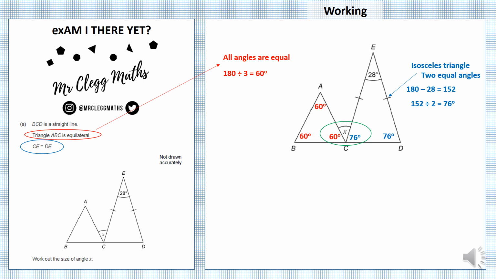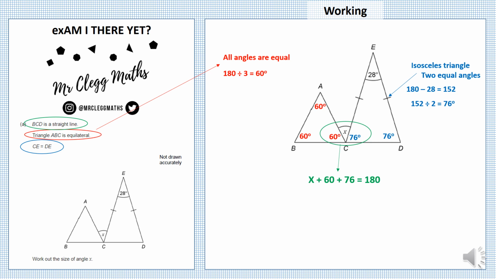The final bit of information that I'm going to use is going to help me answer this question now, to work out the size of angle X. I'm told, if I look back at the question, that BCD is a straight line. So these three angles exist upon a straight line. We know that angles on a straight line add up to 180 degrees. So I know that X and 60 and 76 all added together equals 180 degrees.